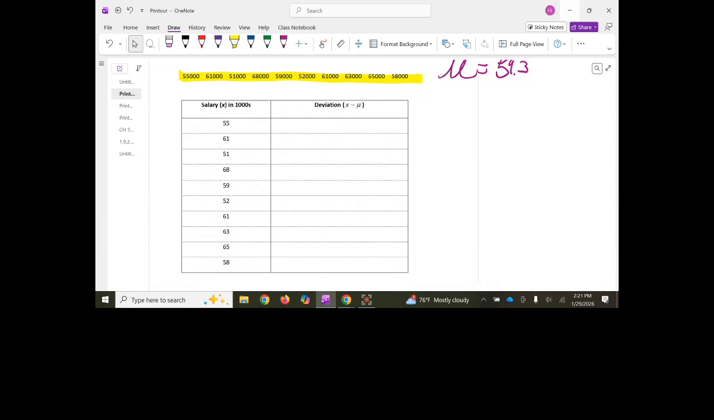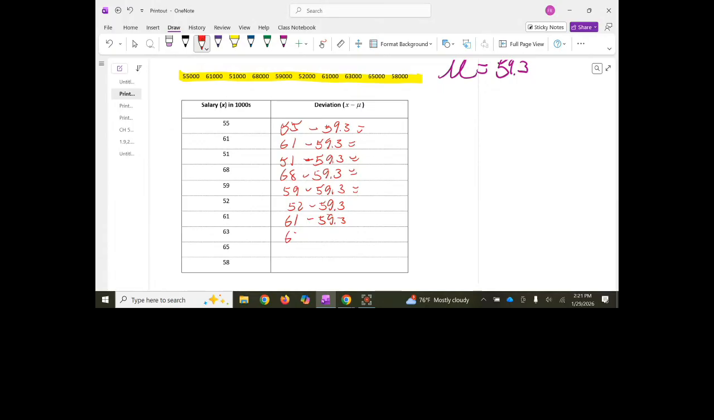So what we're going to do in this next column is go 55 minus 59.3. We're going to go 61 minus 59.3. We're going to take the difference from each of those numbers to our average. And some of them are going to be positive.